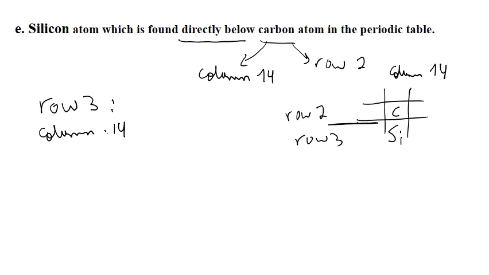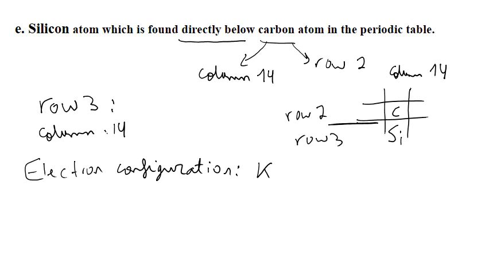So what is the electron configuration now? Since it's row 3, then we have 3 shells. Yes. And it has 4 valence electrons. So it's K, L, M, and it has 4 valence electrons. The other shells should be saturated. Good.